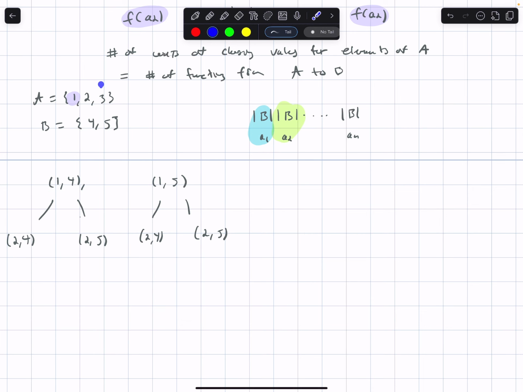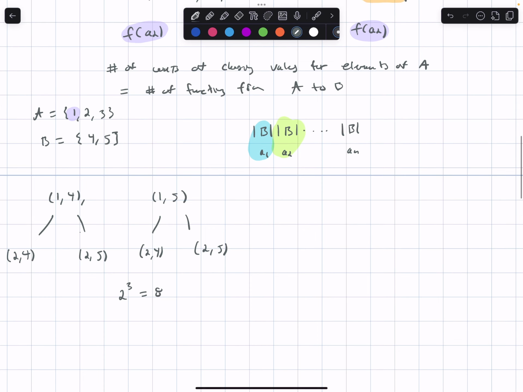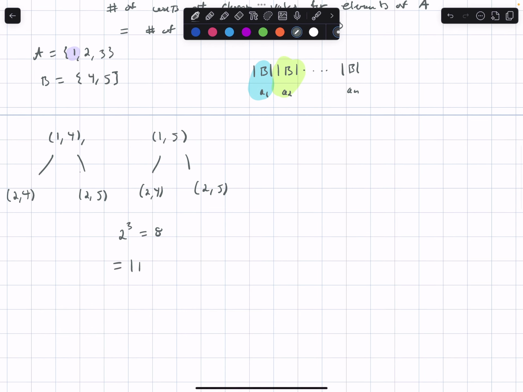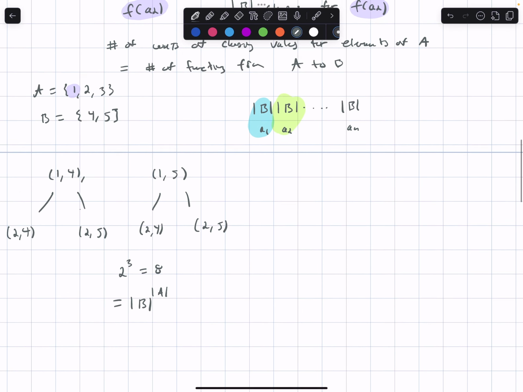And then if you do that again with 3, you're going to get another 2 for these, and 2 for these, and 2 for these. And you're going to wind up with 2 cubed, which is 8 functions from A to B. And this is the size of B, the cardinality of B, to the power of the size of A, which is what we're finding out up here.